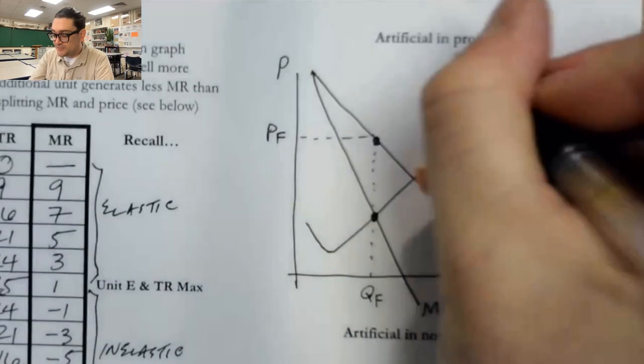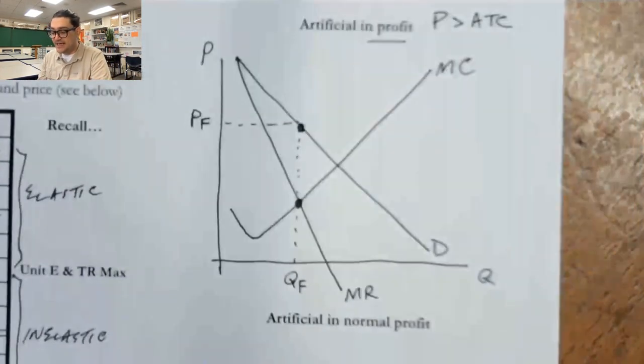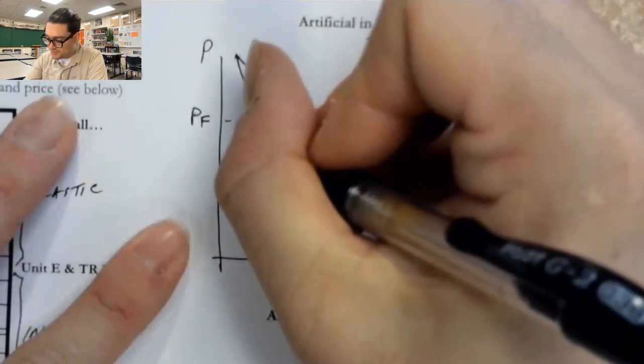Now, in order to show this firm in profit, we need to have the price be bigger than the ATC. And so we're going to draw it somewhere maybe down here.